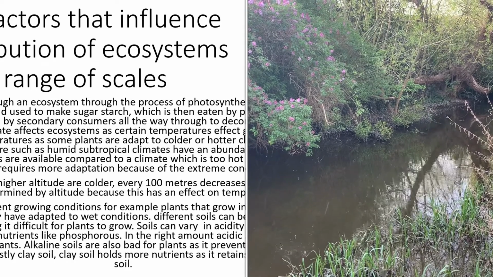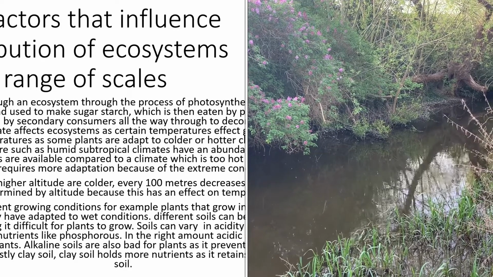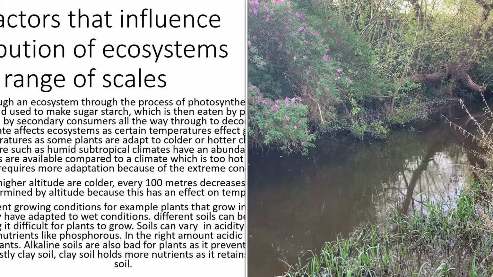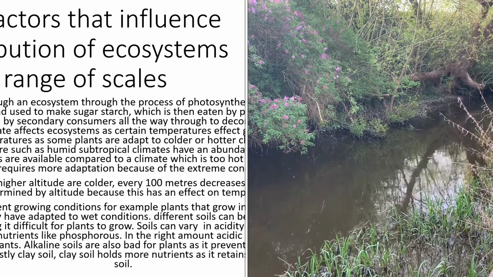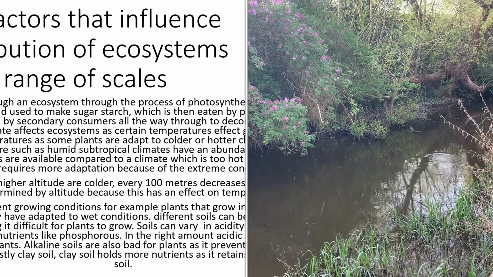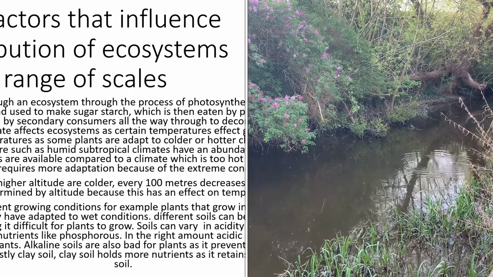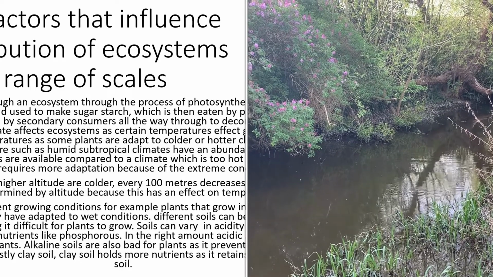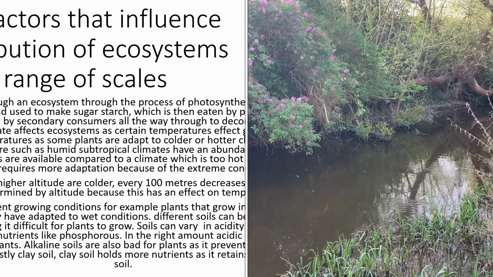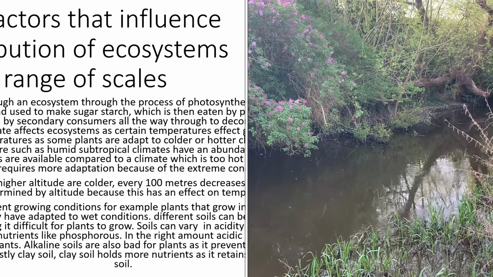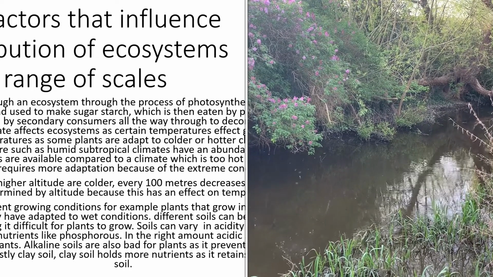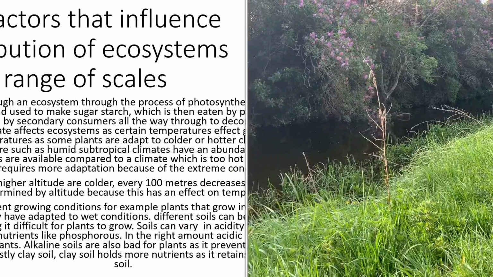Plants will need different temperatures as some plants are adapted to colder or hotter climates. Different climates determine what lives there, such as a humid subtropical climate having an abundance of plants and animals because more resources are available, compared to a climate which is too hot, such as a desert, which requires more adaptation because of the extreme conditions.